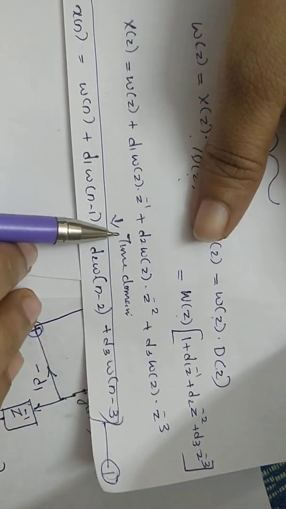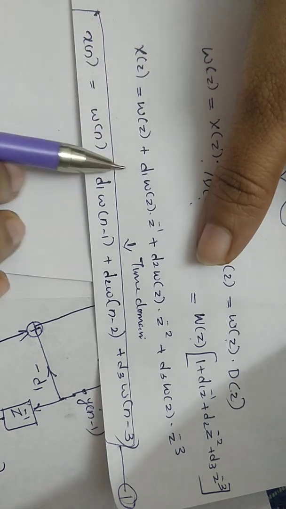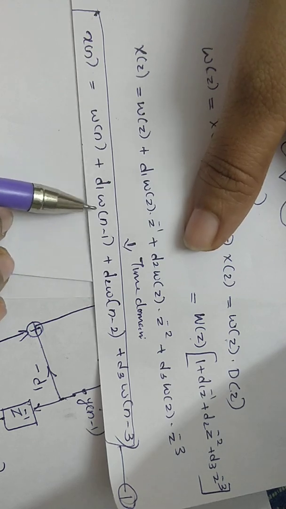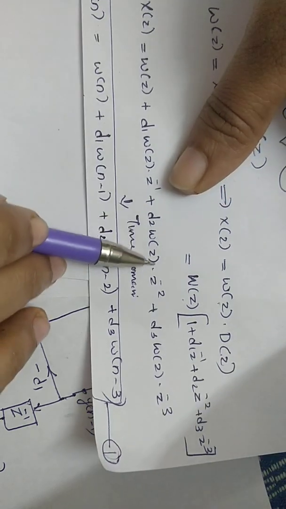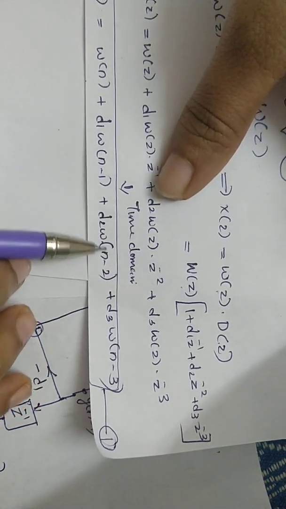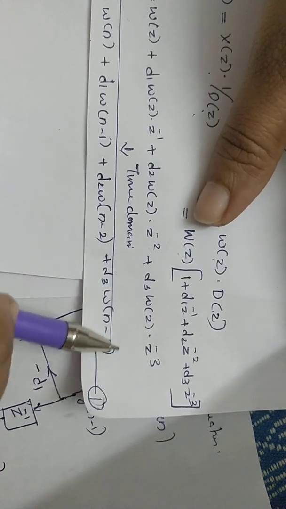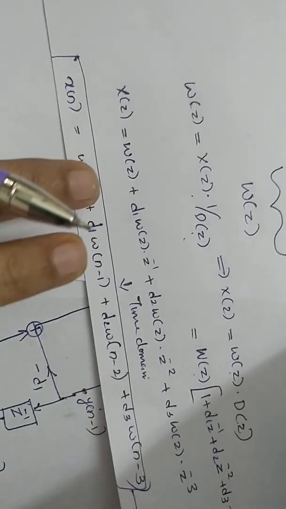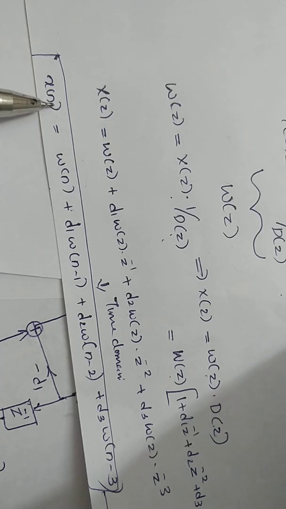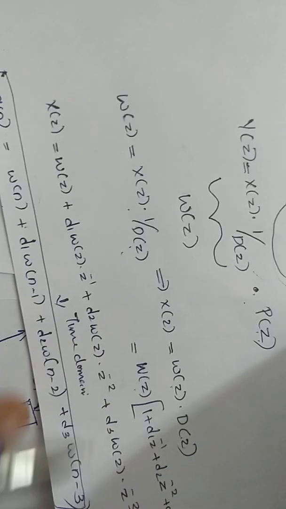Okay, and I am converting it into the time domain. I got x of n equal to w of n plus d1 w of n minus 1, because w of z into z inverse becomes w of n minus 1, plus d2 w of n minus 2 plus d3 w of n minus 3. And I am rearranging this equation with x of n as the input and w of n as the output.